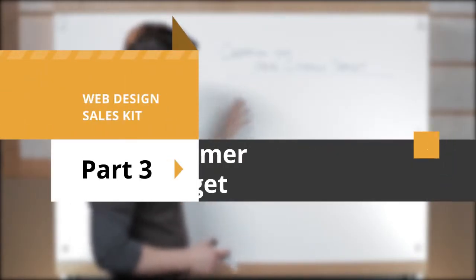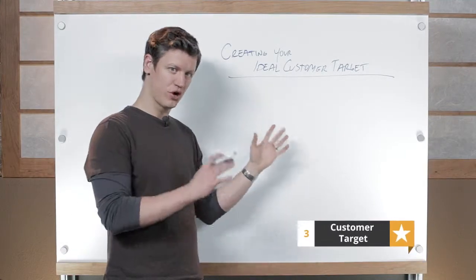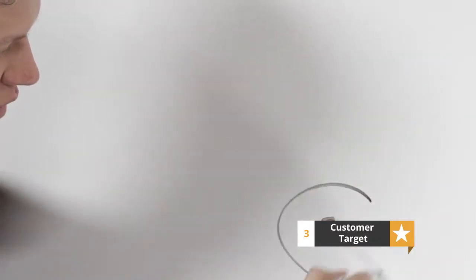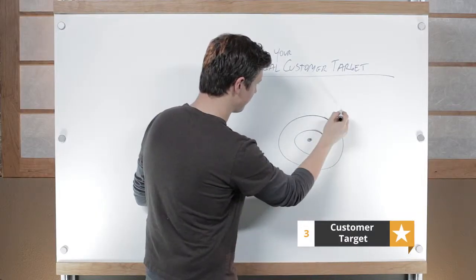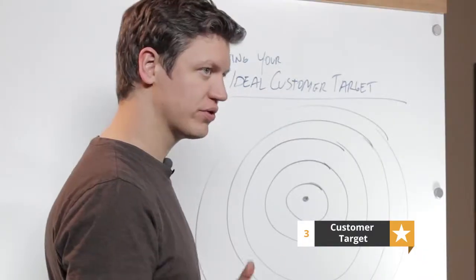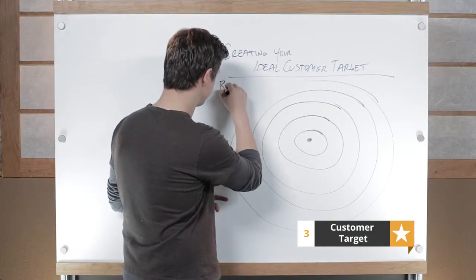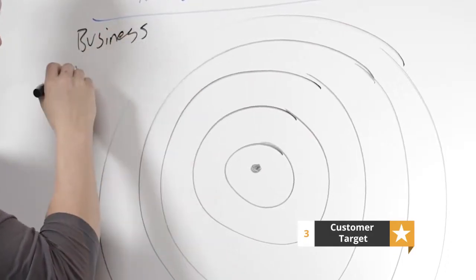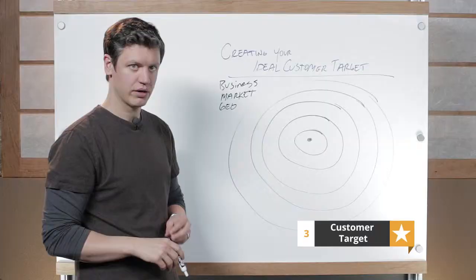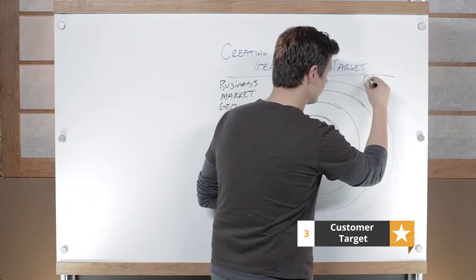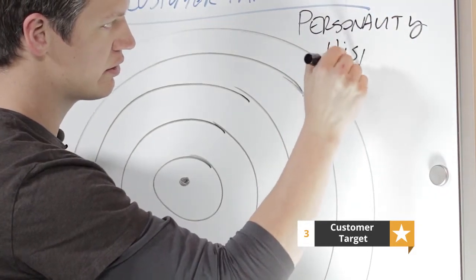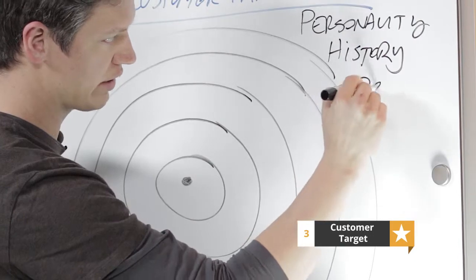So as I mentioned, creating our ideal customer is really about creating our ideal customer target. So taking that archery analogy, what we're going to do is have our center point of our target, and then we're going to create 5 rings out from that. So with our 6 criteria, the first 3 being business, market, and geography, and our second 3 being personality, history, and project.